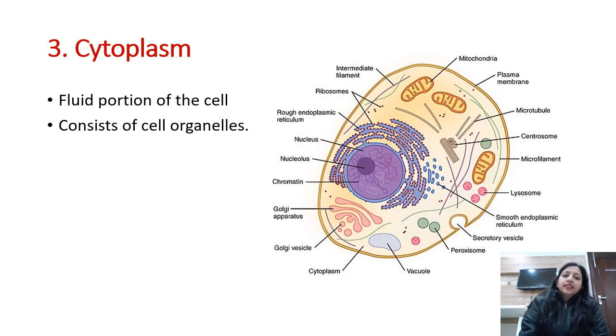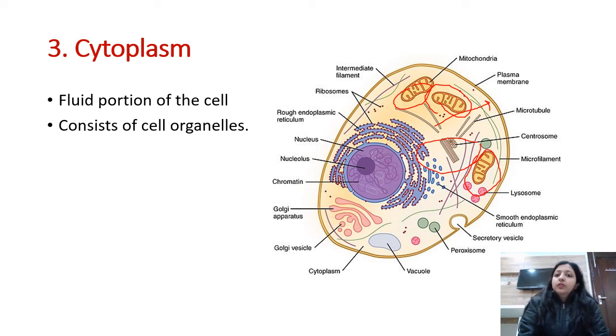And the next thing is the cytoplasm. Cytoplasm is the final component. It is the fluid outside the nucleus and inside the plasma membrane. As you can see here, there are certain things which are present in the cytoplasm. These are called the cell organelles. Cell organelles are nothing but the parts of the cells which are assigned specific functions.